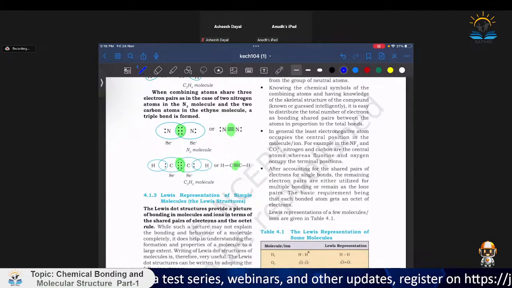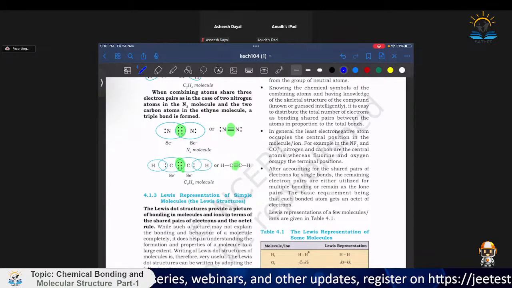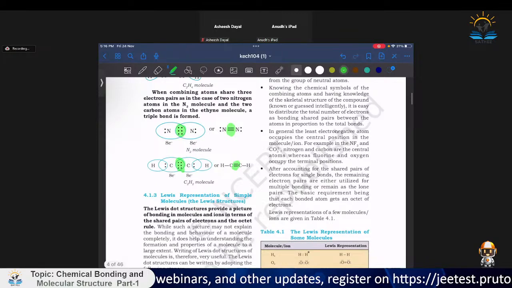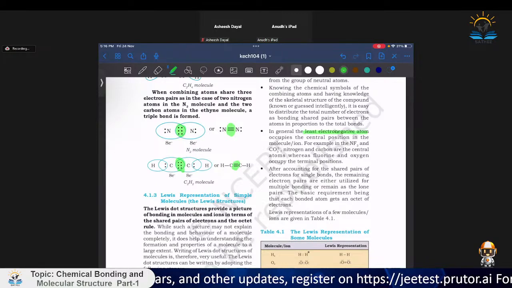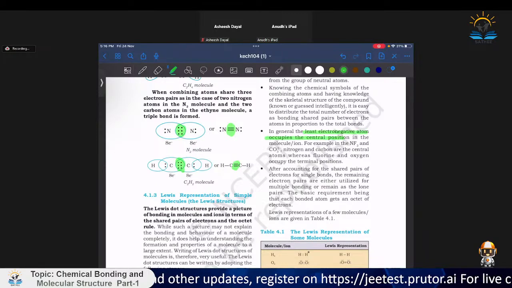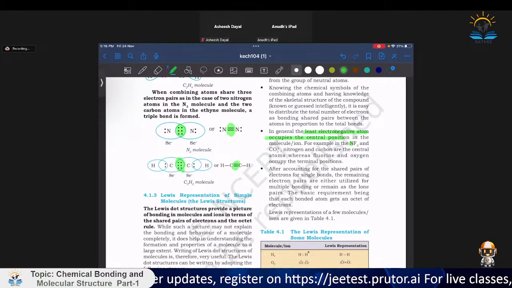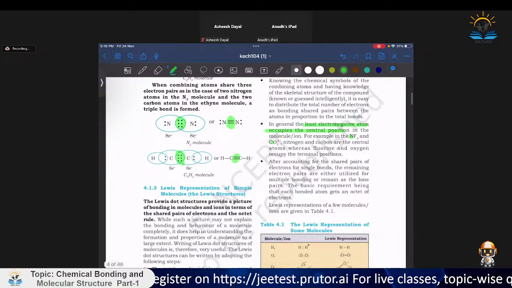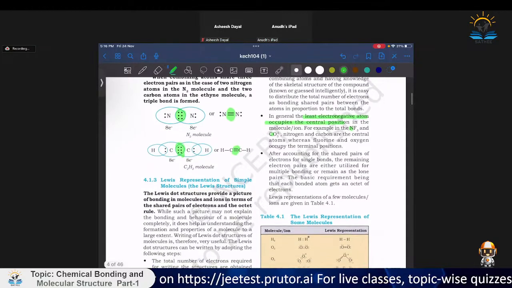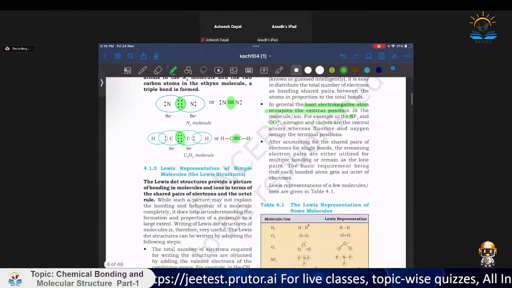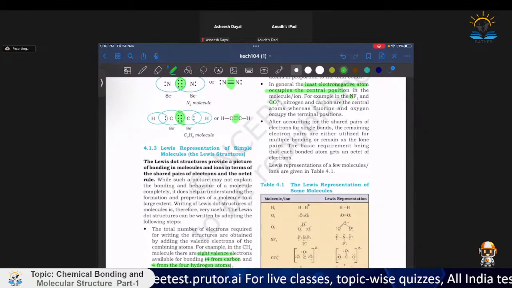All right, but usually we'll just follow this rule that the least electronegative atom occupies the central position. Examples are NF3, CO2, CO3 2 minus, which is carbonate. Next, after accounting for shared pairs of electrons for single bonds, the remaining electron pairs are either utilized for multiple bonds or remain as lone pairs.